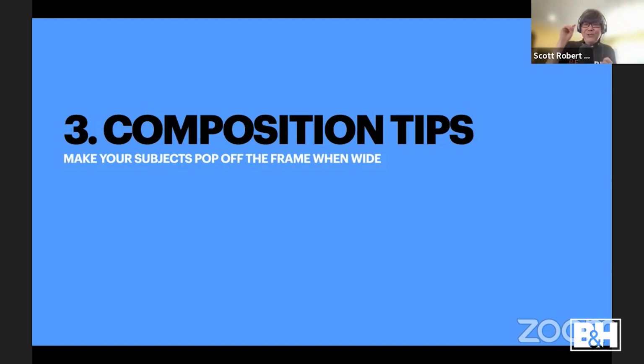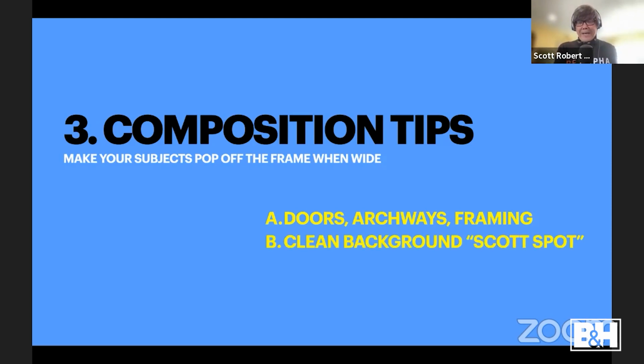And I'm going to show you some tips on how you can take amazing compositions by using this one tip. I'm going to show you right now how I do that. So, a few tips actually. One, use doors, archways, and framing. Two, use the Scott spot technique and styling. I'm going to show you all these different things on how to add great compositions using wide angle lenses.